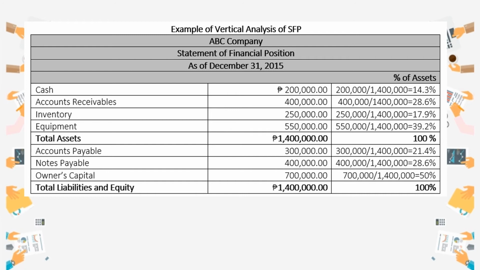The same process will be used for the liabilities and equity. Since this is a balance sheet, the base amount still should be 1,400,000. For the accounts payable, we have 21.4%. For the notes payable, we have 28.6%. And of course, for the capital, we have 50%. A total of 100%.